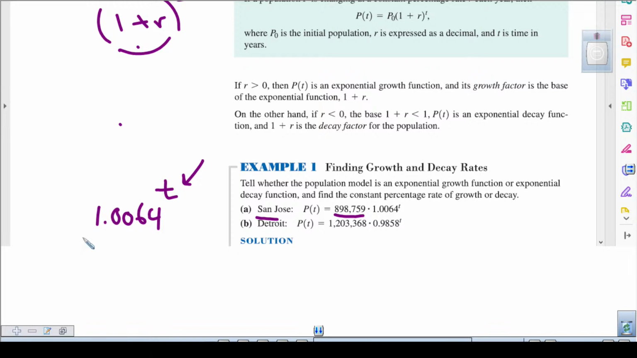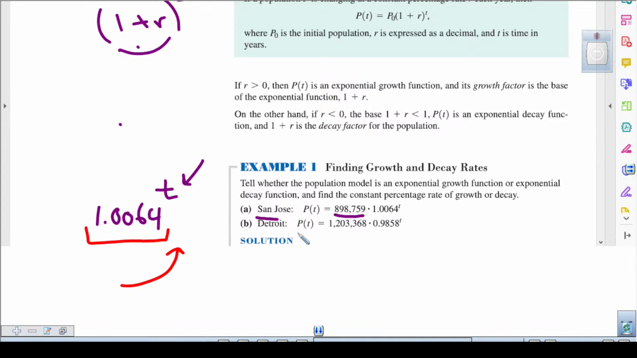Is the base more than 1? Yes, it is. Even though it's really a tiny bit more than 1, it is still more than 1. That's 1.0064, which is more than 1. So obviously, with this base, that's going to be an exponential growth. Basically, what they're saying here is San Jose is going to grow in its population.